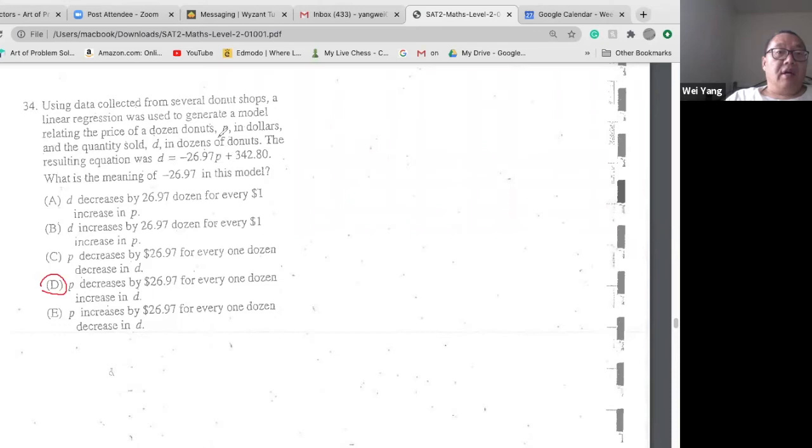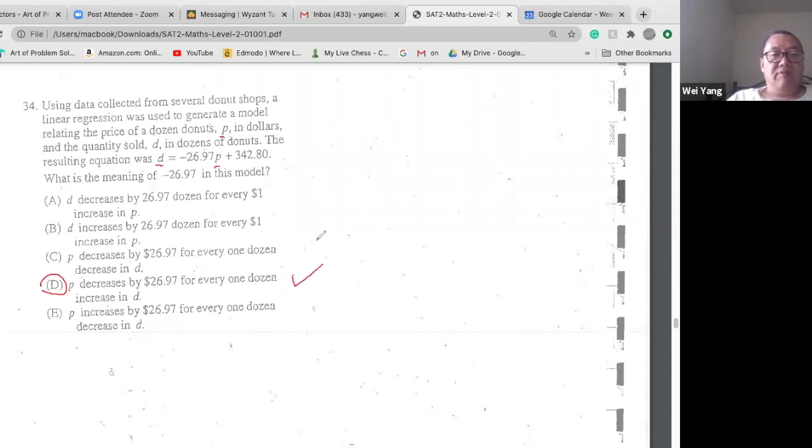P is the price in dollars. P is price. D is quantity sold. So this is price times a negative number plus this. Okay, now let's see. D increases by this much for every $1 decrease in P. Yes, I think this one you're right.